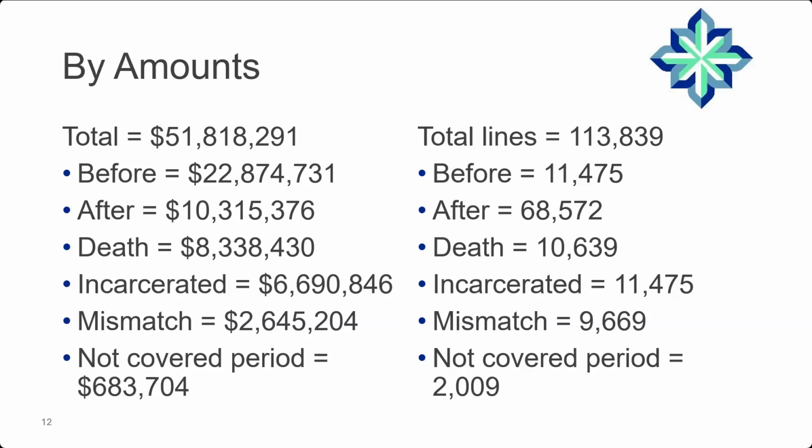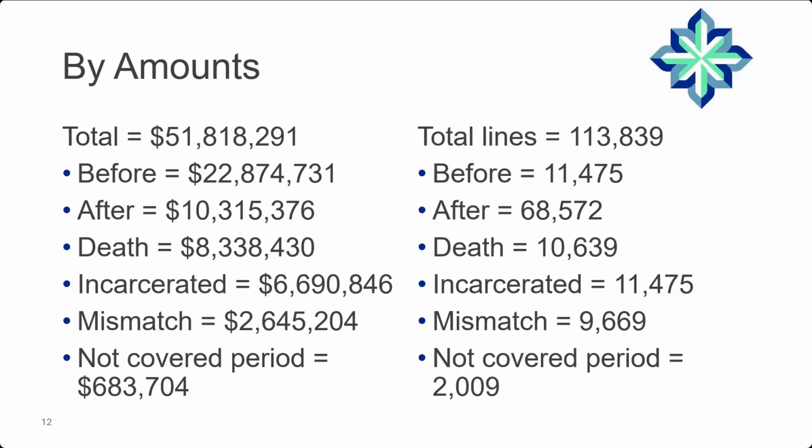Total, it's $51 million. And then it says, hey, before eligibility is 22 million. After eligibility is 10 million. After death is 8 million. And then after incarceration, and we do have some questions on this, we'll talk more about it, it's 6 million. There's a mismatch. Something doesn't work together. It's a little over 2 million, and not covered period is $683,000.